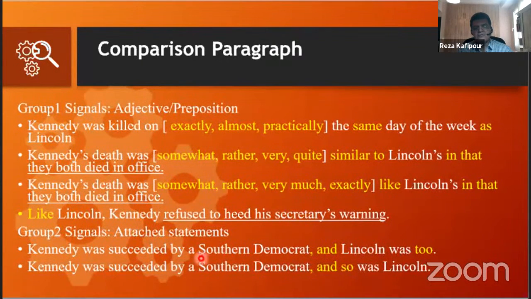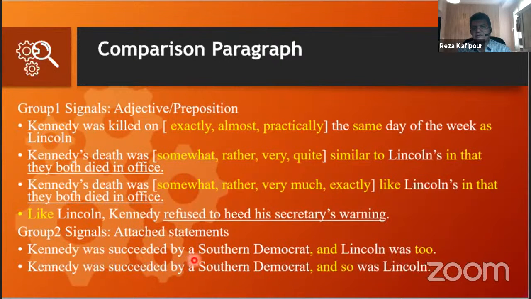So let's see. We want to say that Kennedy and Lincoln were both succeeded by a Southern Democrat. How to show it? So succeeded by a Southern Democrat is actually the basis of comparison. So we write the first sentence fully for Kennedy. Kennedy was succeeded by a Southern Democrat, comma, and Lincoln was too. So the second concept or person that we are comparing plus an auxiliary verb, and after that, at the end of the sentence, we will use too.